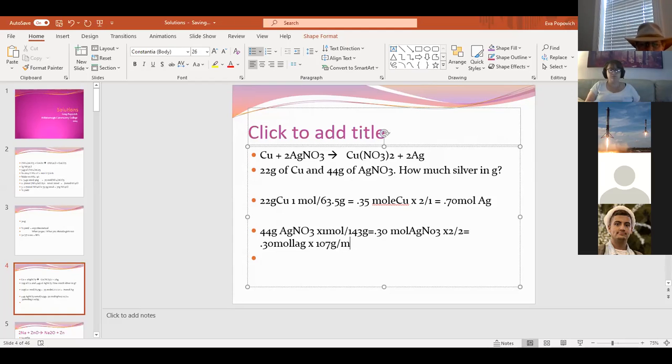And the last thing I do is I multiply the 0.30 times 107, and this gives me 33 grams silver.